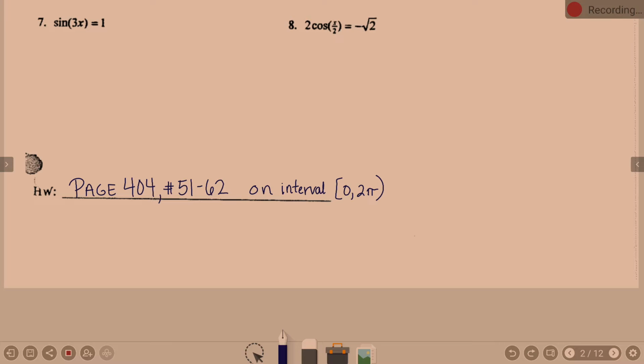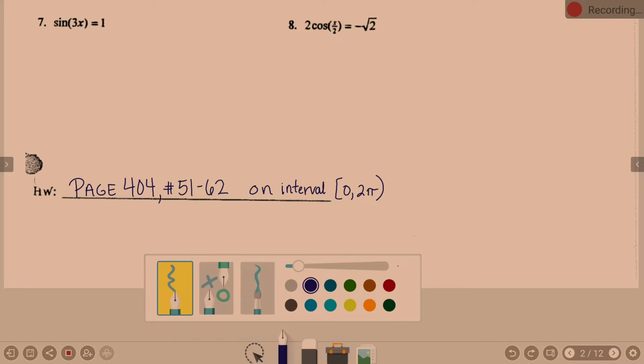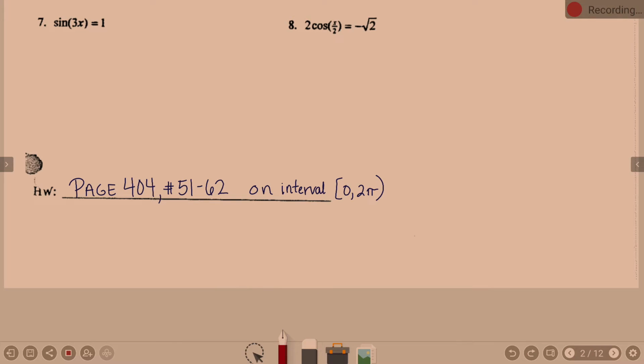As I mentioned in homework, I think it only affected 61, so it doesn't show up in homework as a big thing, but we still need to talk about it. And so when we talk about sine of 3x equals 1, my recommendation is that you start off by forgetting the 3x for a moment and asking yourself, where does sine of x equal 1? So just ignore the 3x and think about what you would say there.